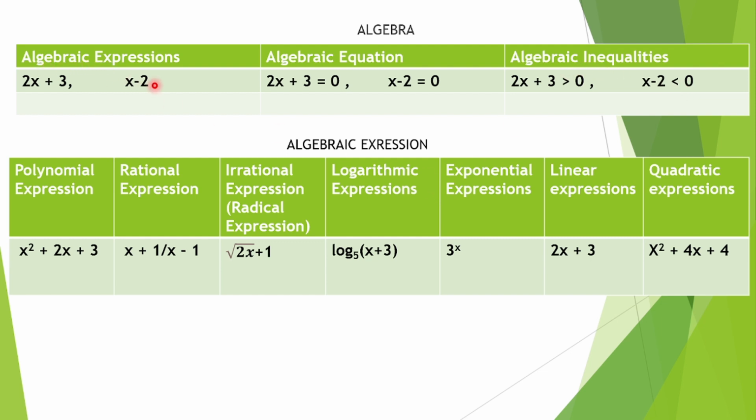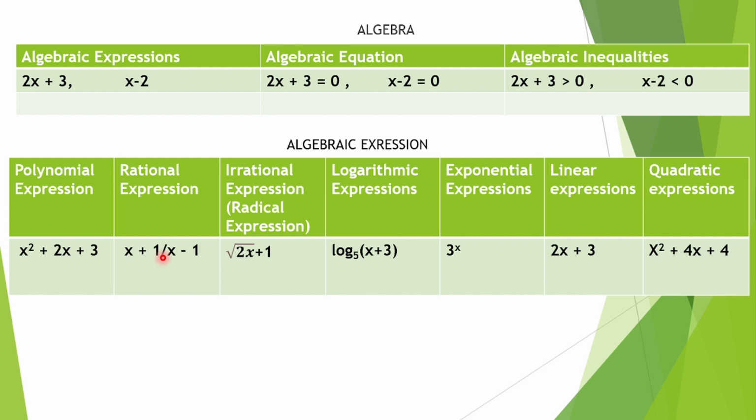So the algebraic expressions can further be classified into polynomial expressions, rational expressions, irrational expressions, logarithmic expressions, exponential expressions, linear expressions and quadratic expressions. Examples are given with each type of expression. This is called a polynomial expression. So this is called a rational expression.